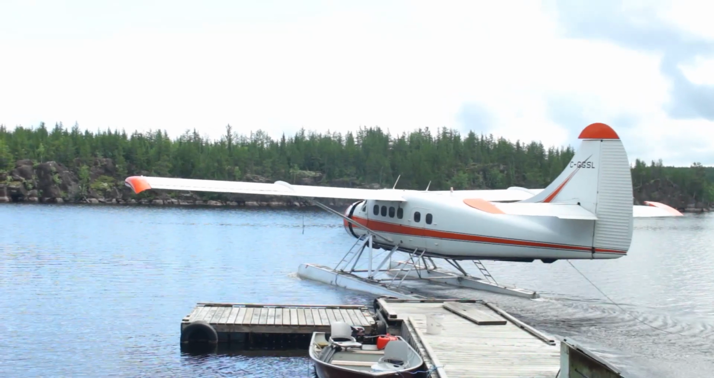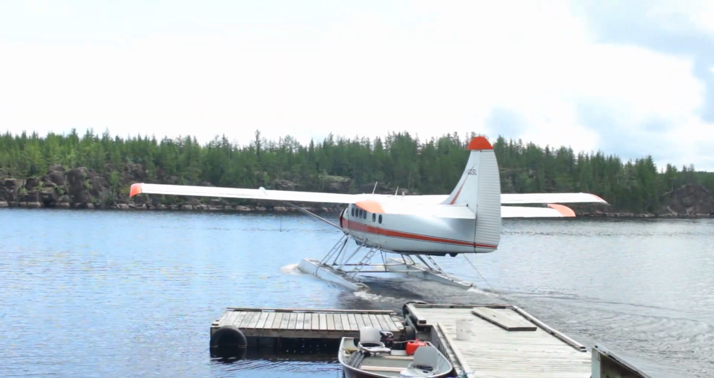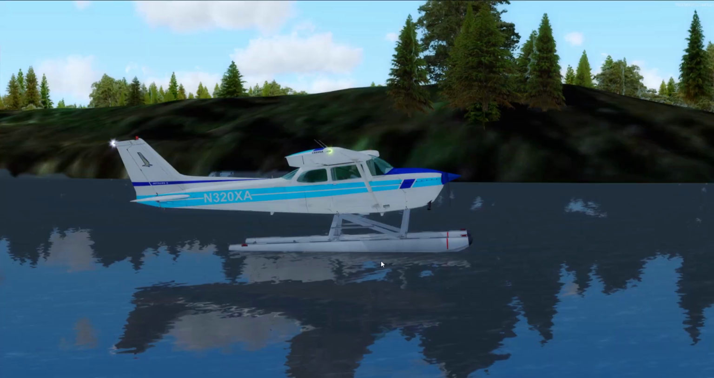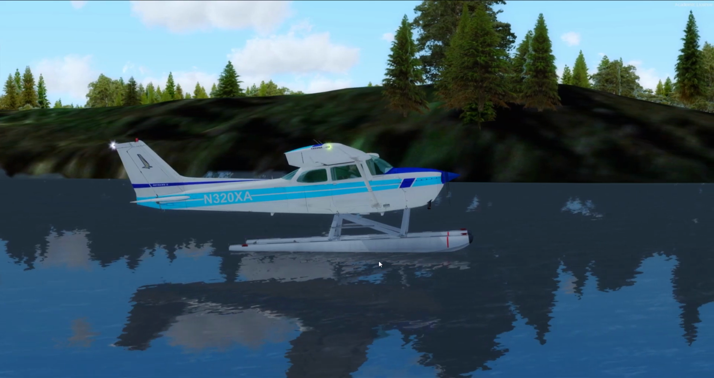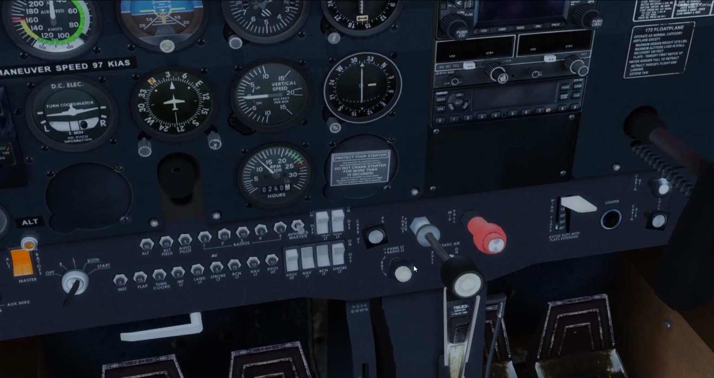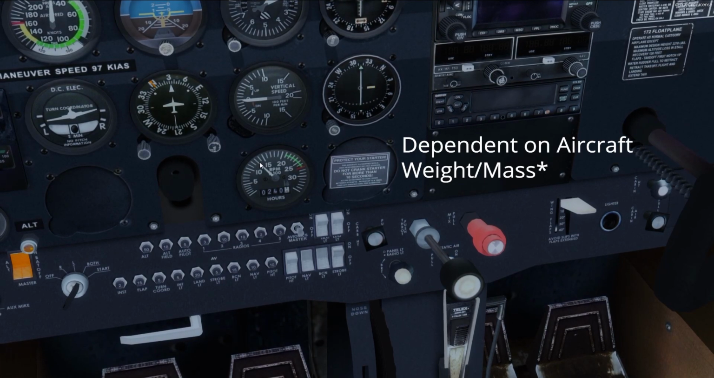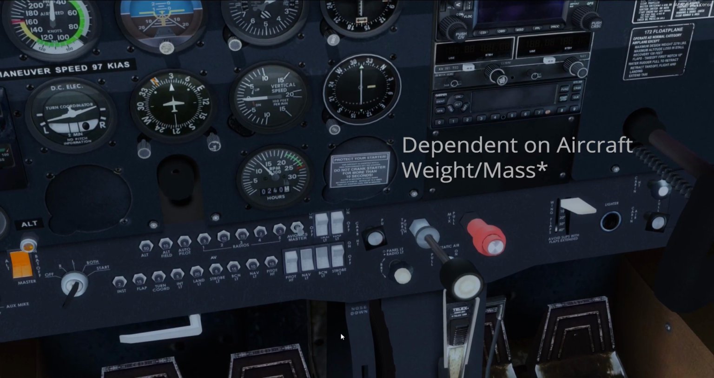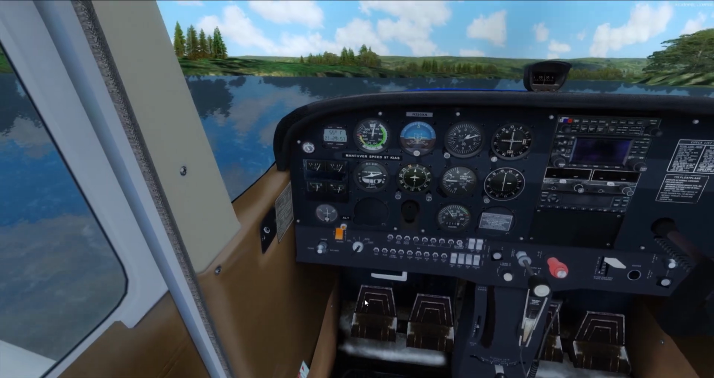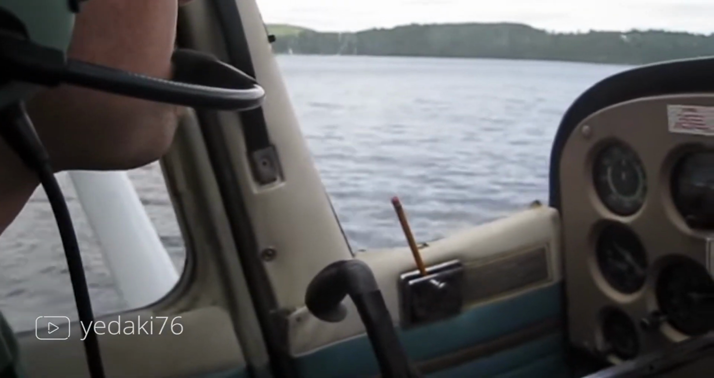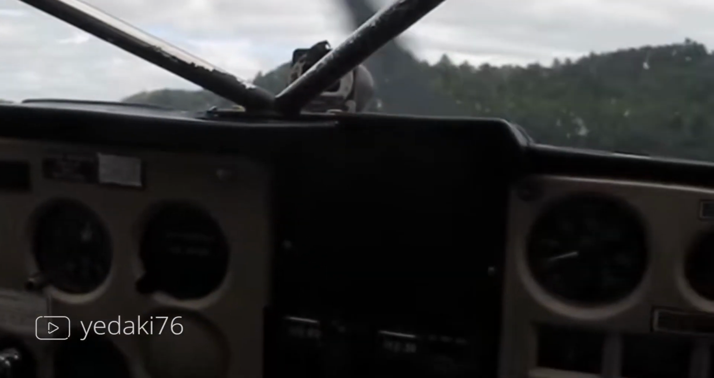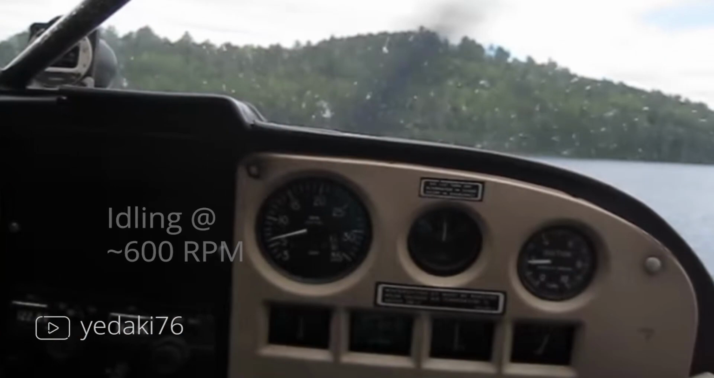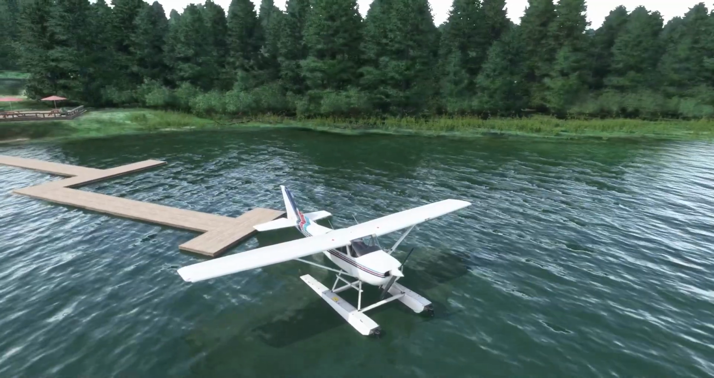Almost immediately after startup, idle power begins pulling the aircraft forward. Now, in prior versions of ESP flight simulators, you will notice that it takes around 1300 RPM just to begin moving on the water. This is way above what would be considered a normal water taxi RPM. Now, let's jump on over to Microsoft Flight Simulator and see how it stacks up.